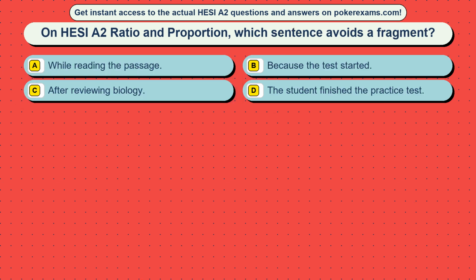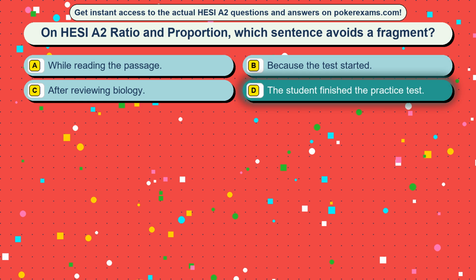Question 4. On HESI-A2 ratio and proportion, which sentence avoids a fragment? Option A, while reading the passage. Option B, because the test started. Option C, after reviewing biology. Option D, the student finished the practice test.